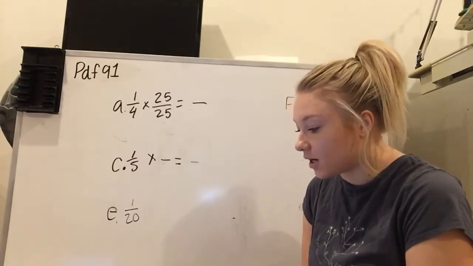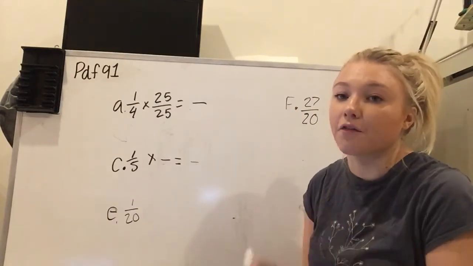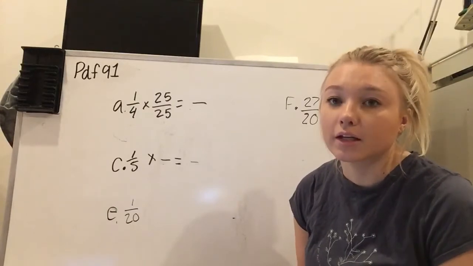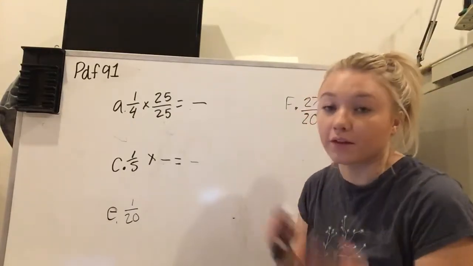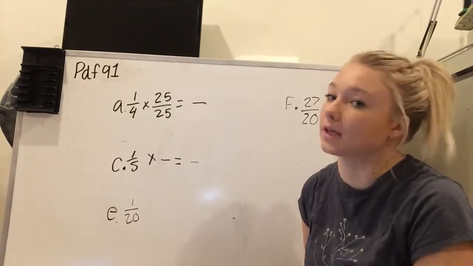Express each fraction as an equivalent decimal. So I need to take the fractions that they're giving us and multiply it by something so I can show it as an equivalent decimal. Okay, so we know what equivalent fractions look like from the last video, and now we're showing equivalent decimals.